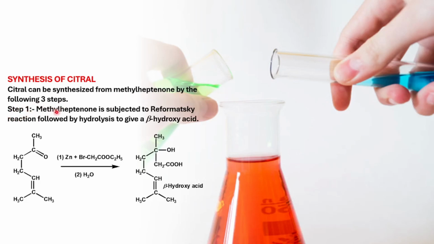In step 1, methyl heptenone is subjected to a Reformatsky reaction followed by hydrolysis to give a beta hydroxy acid. Here you can see that the methyl heptenone compound is treated with zinc, ethyl bromoacetate, and water. This reaction is called a Reformatsky reaction. Then we will ultimately get a beta hydroxy acid.